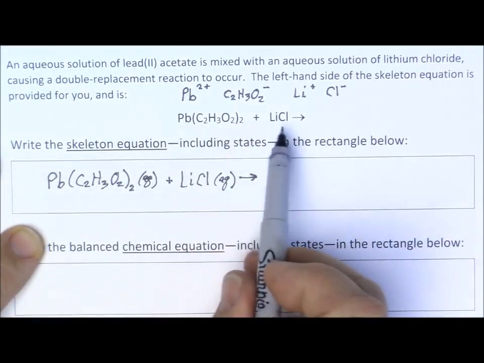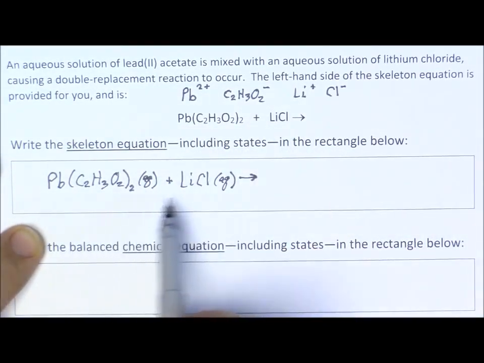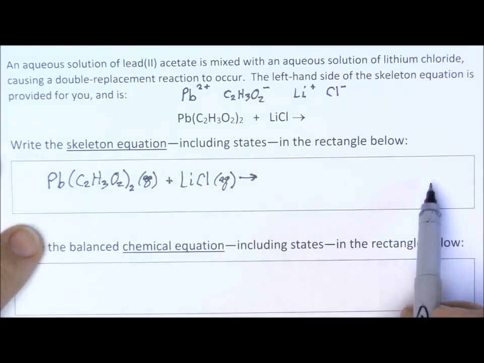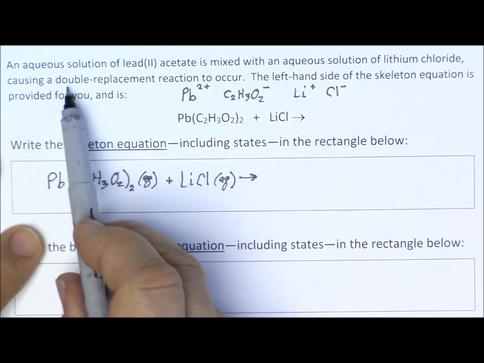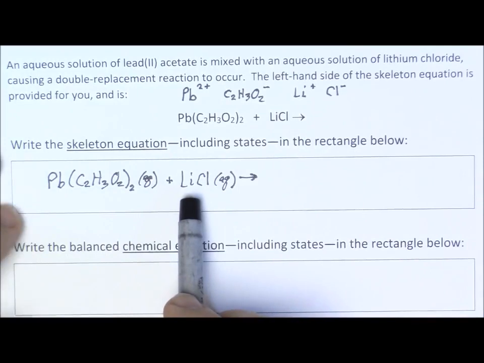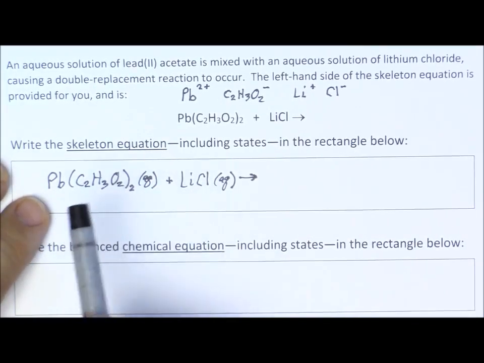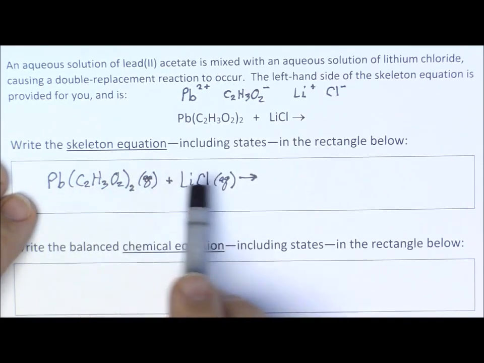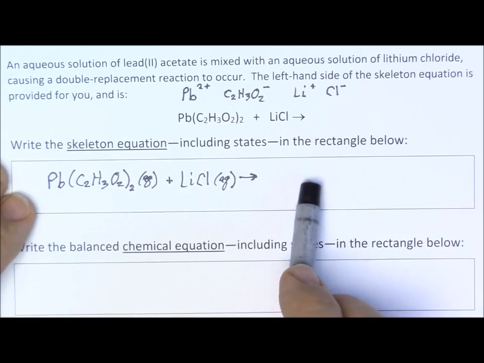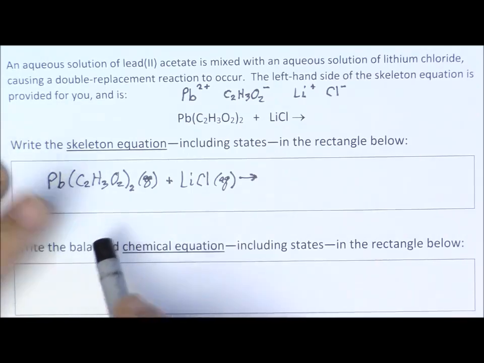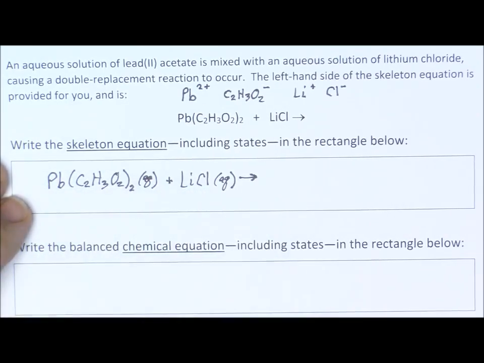So all we've done is rewrite the left half of the skeleton equation, inserting these state designators, aqueous and aqueous. The right-hand side is more of an unknown at the moment, but remember that this is a double replacement reaction, which means the cations are going to trade anions. So in words, we could say that lead 2 acetate plus lithium chloride should yield lead 2 chloride plus lithium acetate. Notice the swapping of the lead and the lithium.